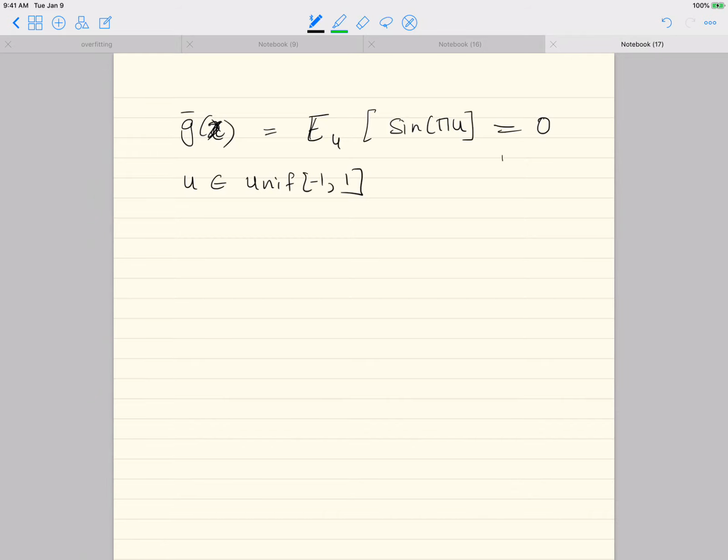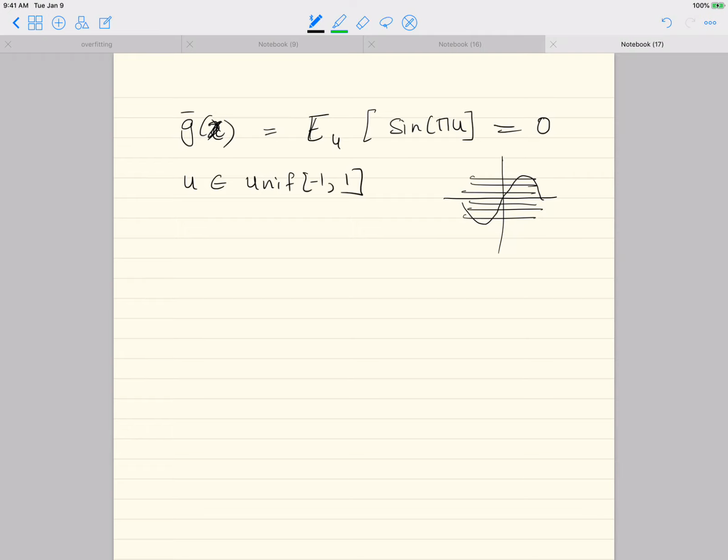So what is going on is that this is the ground truth. Your output hypothesis will look like a bunch of lines like this, right? Depending on which u you get, you will get one of these constant lines. When you take the average of this, which is what this expectation is doing, it's going to be 0. So that's an average hypothesis.